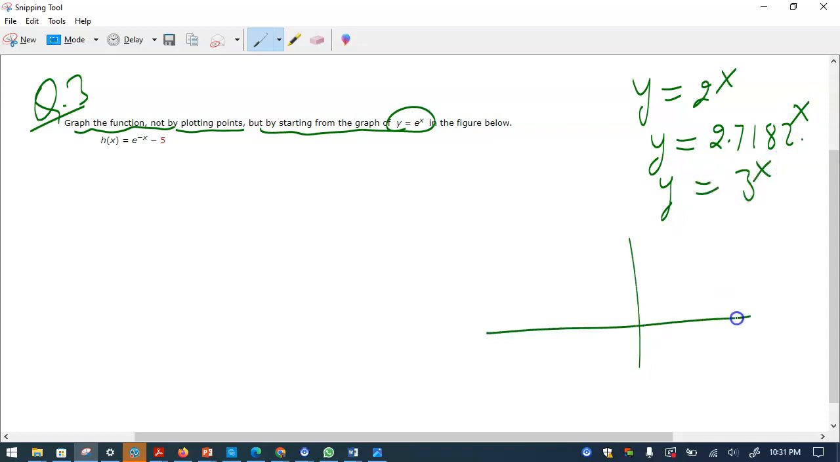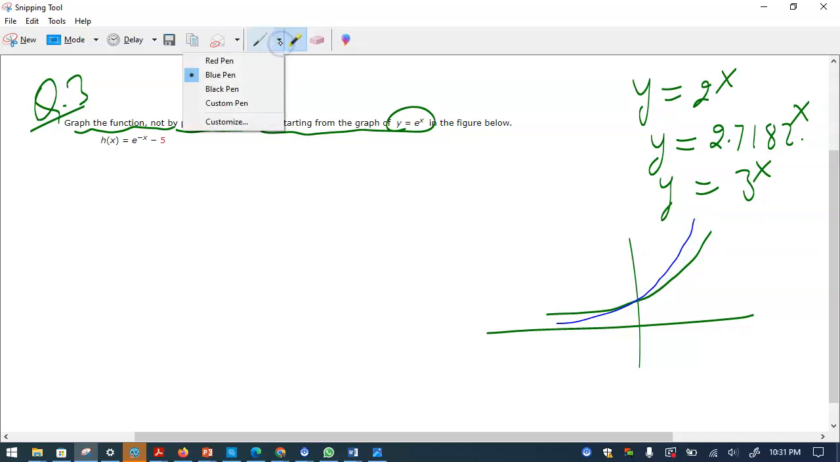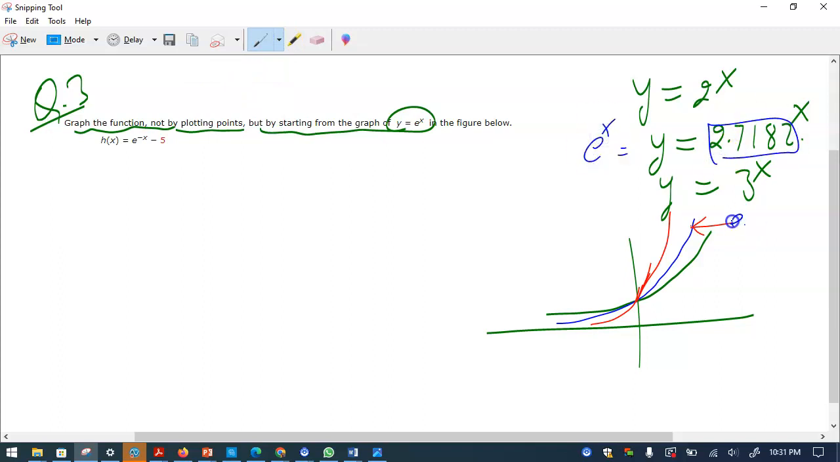You have to know that if this is 2 raised to x, then the 3 raised to x will be steeper, and this will be e raised to x. So they all go through that. So the blue graph is the main focus for me, that's the one which is e. So this basically means it is e raised to x.